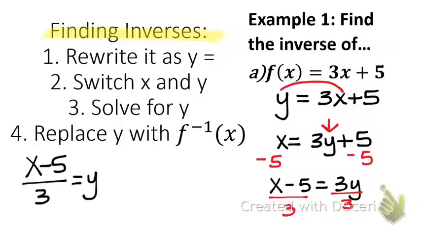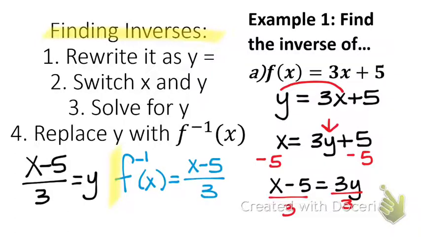And you know you can reverse this. So I'm going to rewrite it. So my f is on the left. So my inverse function would be, this is the symbol for inverse. This is not an exponent. This just means inverse. So f inverse, the inverse function of f, is x minus 5 over 3. And that would be my inverse.